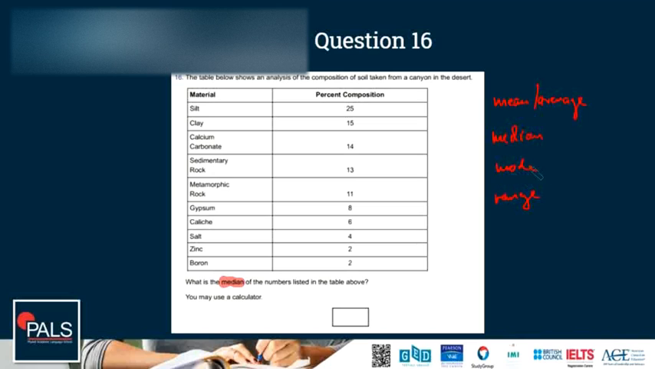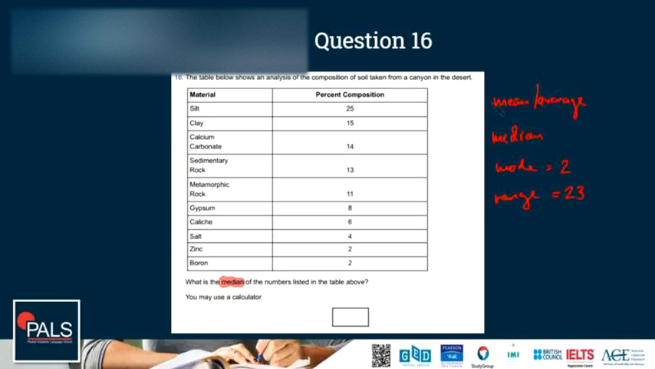The mode is the most common number, so we check if there are any doubles or triples of numbers, and the number that occurs most frequently is our mode. So in this set of numbers we can see that we have the number 2 twice, so the number 2 in this case would be our mode. Range is the difference between the largest and the smallest number, so in this case it would be 25 minus 2. The range would be 23 in our case, so we can write that down. 23 is the range, mode would be 2.